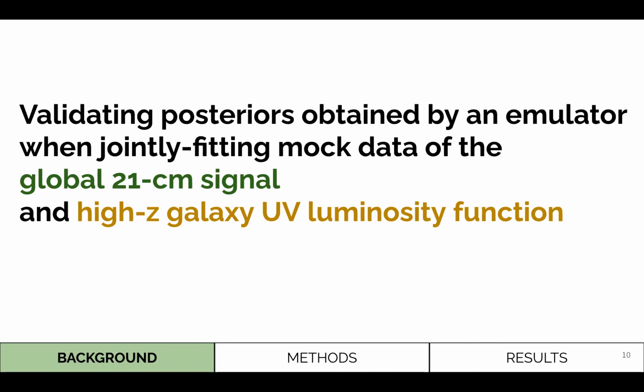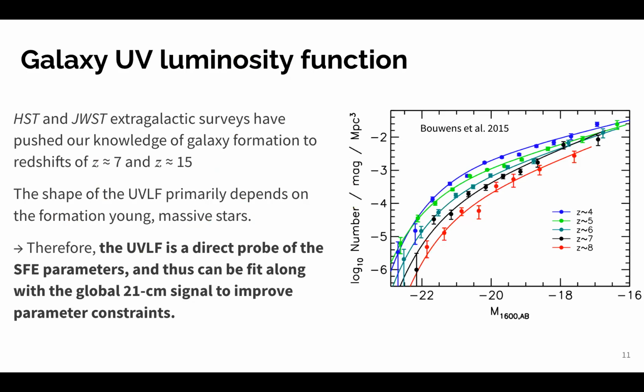So let's talk really quickly about what the UVLF is. So here I show an example of what the UV luminosity function is. So Hubble Space Telescope and JWST have performed many extragalactic surveys, basically observing the farthest galaxies in the universe. So very, very faint galaxies at redshifts of about 7 for Hubble, and James Webb is expanding this to redshifts of 15. And so from these galaxy observations, you're able to construct a luminosity function, which is the number density of galaxies per UV magnitude. And you can measure that at multiple redshifts from us.